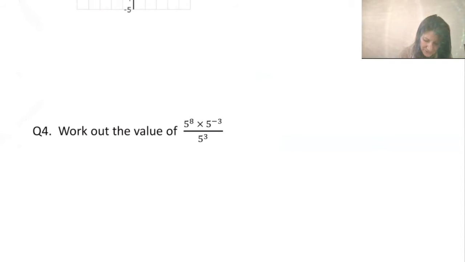Okay, so we're going to tidy up the numerator. So it's a times question. We add the powers. A plus and a minus makes a minus. So we just end up doing 8 take 3, which is 5. And then we can apply our subtraction rule. So we end up with 5 to the power of 2. It is asking us to work out the value. So don't stop there. Work it out. And you've got 25 as your answer.